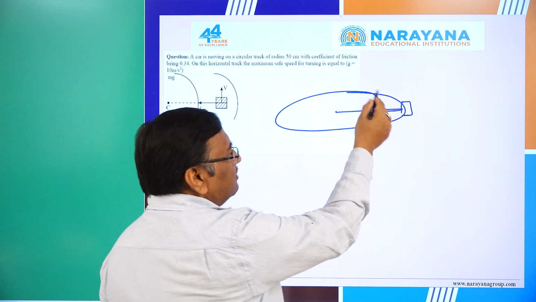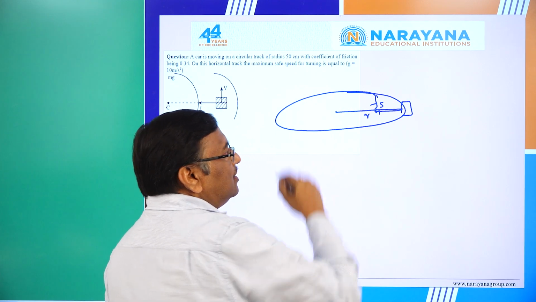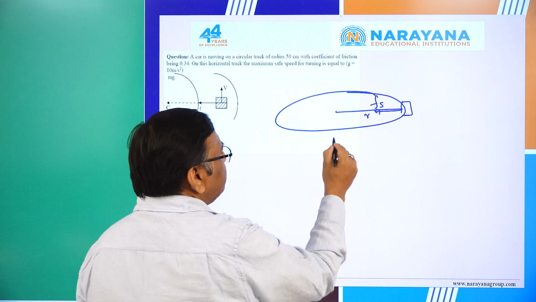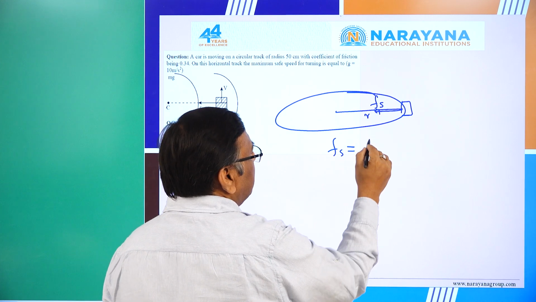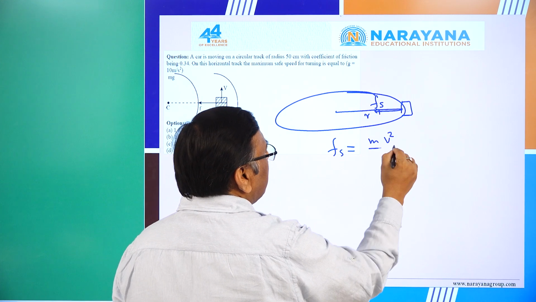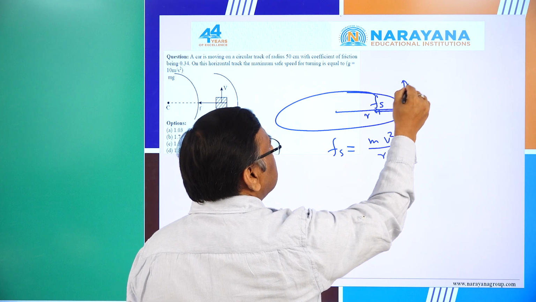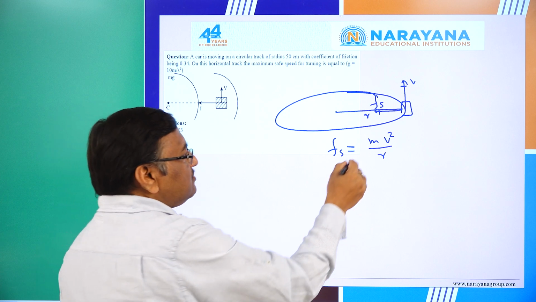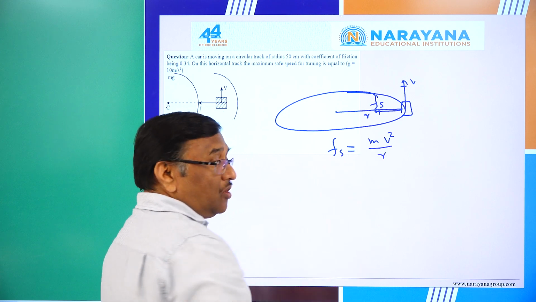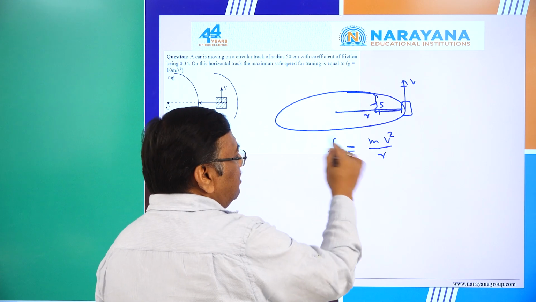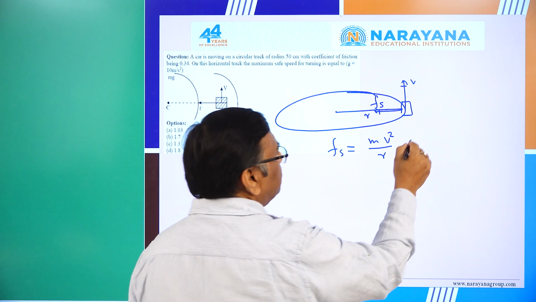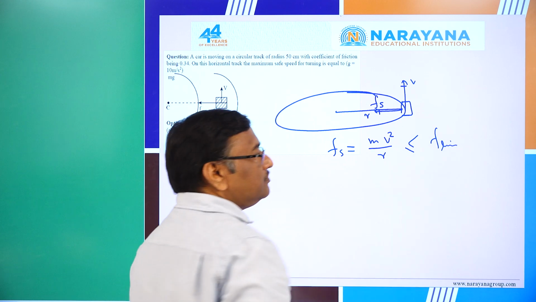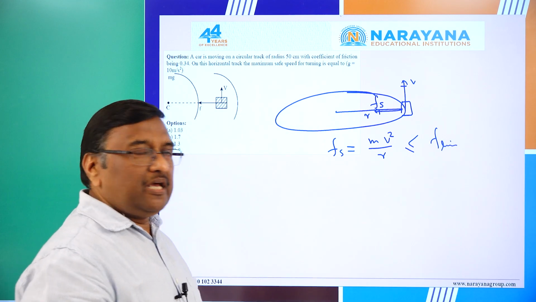This static force is going to provide the necessary centripetal force to take that turn. So we can say Fs must be equal to mv square upon r, if v is the speed of this body. Now Fs is my static frictional force, but static frictional force is always less than or equal to the limiting frictional force.